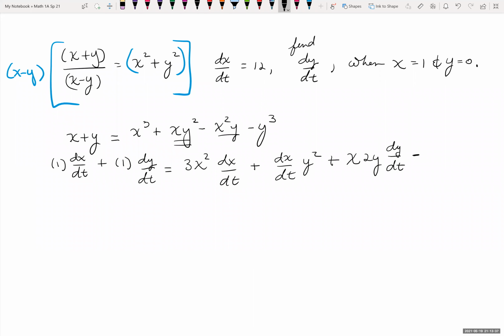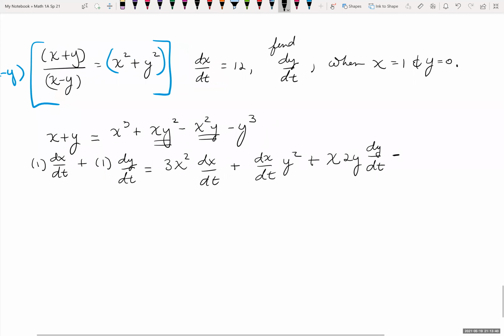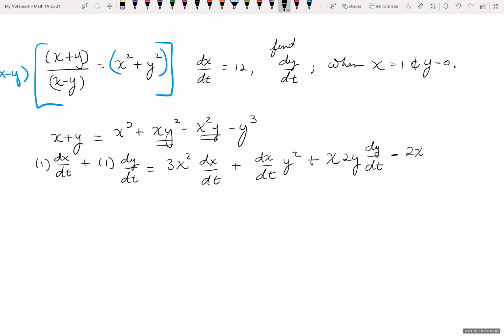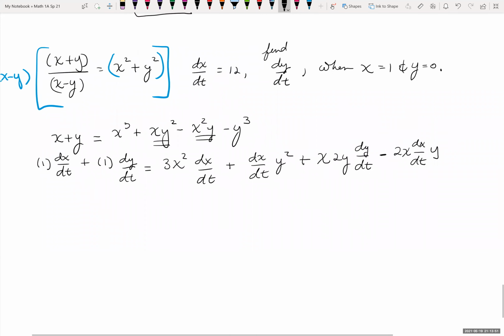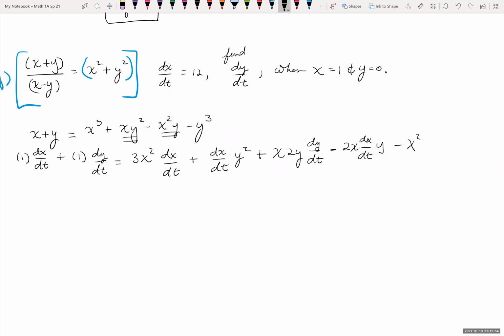Minus, I've got to use the chain rule again. So derivative of negative x squared is negative 2x dx dt times y, minus x squared times the derivative of y, which is 1 dy dt, minus 3y squared dy dt, the derivative of y cubed. We want to find dy dt. I can isolate it, but this might be the time where just substituting in everything now might be better.